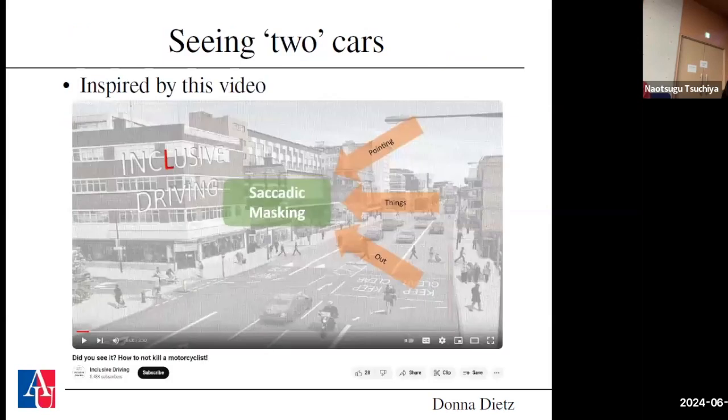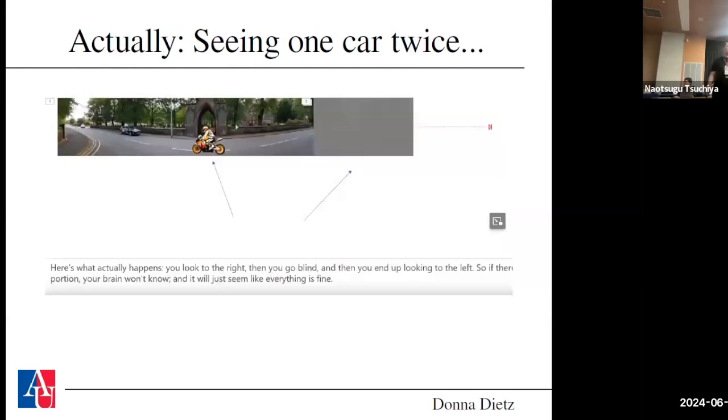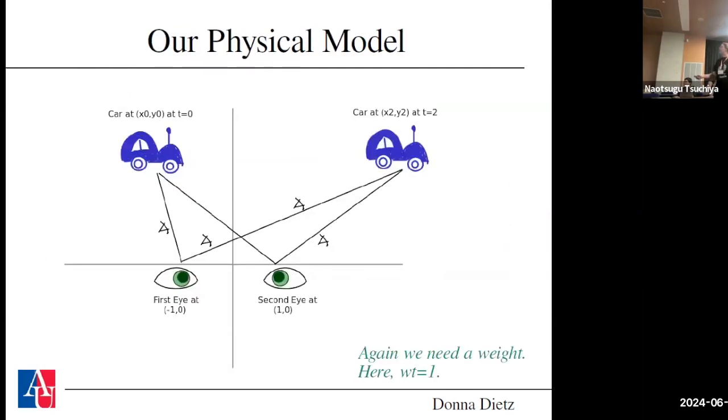In this example, we're seeing two cars, or really seeing the same car twice. It was inspired by this video, which I highly recommend you watch later because it's a really cool video on saccadic masking. As you're watching something, things can slip in between in your blind spot, as you think you're looking for cars and you don't see them, and then you don't see the motorcycle, and then of course bad things happen. So in our physical model, I'm going to assume your two eyes are looking at the car at time equals 0, and then later at time equals 2.